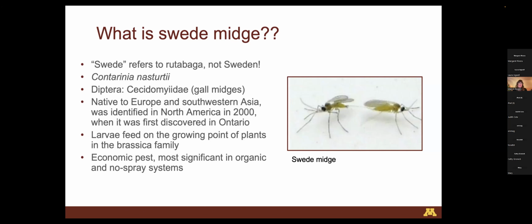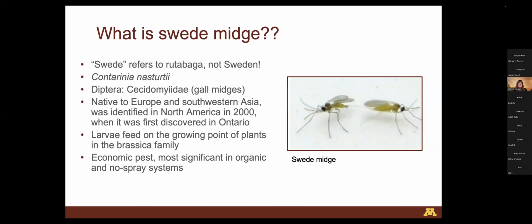We have a lot of important Brassica family crops that we grow in North America. Swede Midge was first found in North America in Ontario in the year 2000, and it was closely associated with canola. It's originally from Eurasia. Somehow it got over here, landed in Canada and the Northeast US, and it's been slowly spreading throughout the upper Midwest and the Northern territories in recent years.